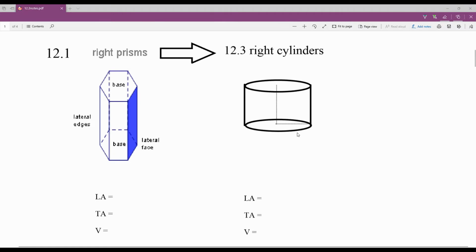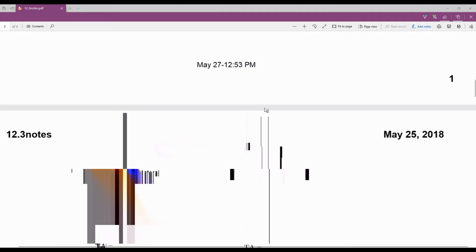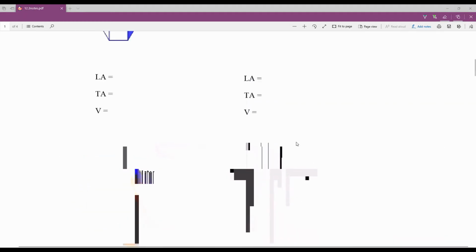So you'll notice there's a lot of similarities between the formulas for right prisms and right pyramids as there are for right cylinders and right cones. So let's get into this.